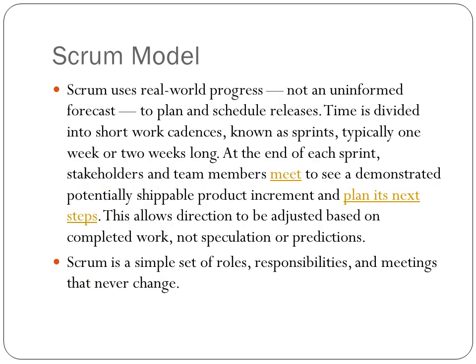Here comes the actual Scrum model. Scrum uses real-world progress, not an uninformed forecast, to plan and schedule releases. Time is divided into short work cadences known as sprints, typically 1 week or 2 weeks long. At the end of each sprint, stakeholders and team members meet to see a demonstrated potentially shippable product increment and plan its next steps. This allows direction to be adjusted based on completed work, not speculation or predictions. Scrum is a simple set of roles, responsibilities and meetings that never change.